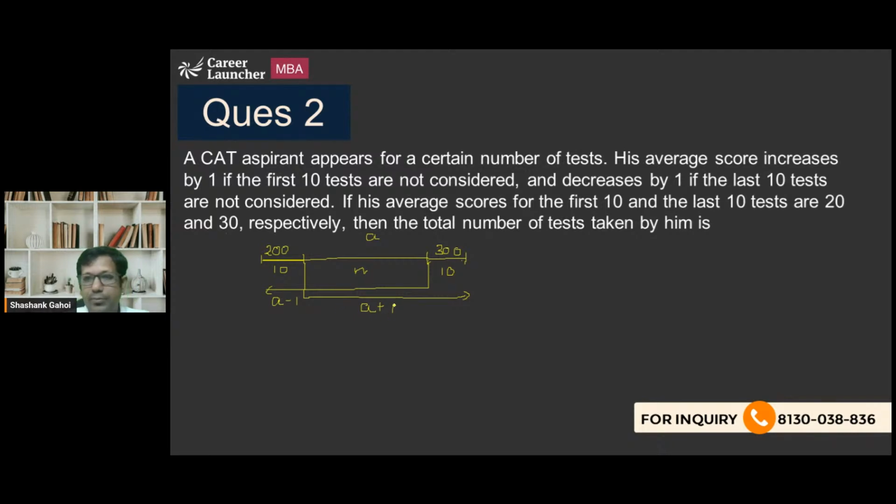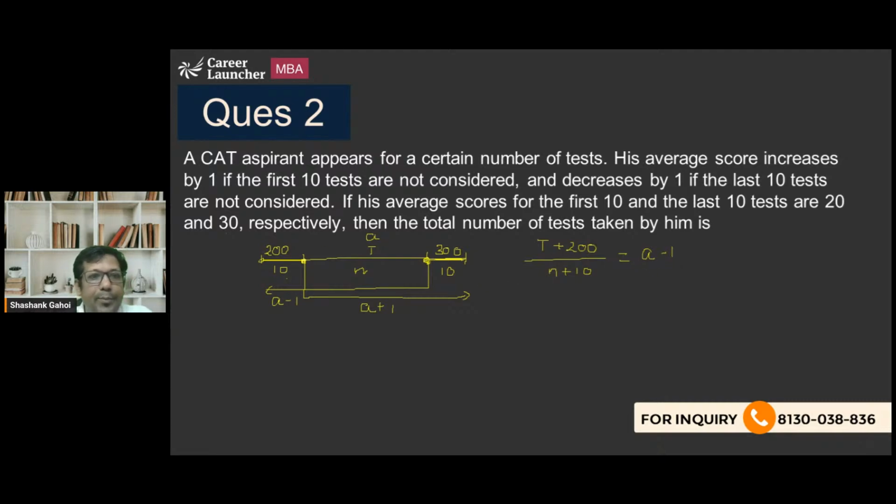Okay. So this is what the question is talking about, and I am assuming that the total score of these n tests is going to be T. Okay. So what I'm going to do now. If I'm not talking about the last 10 tests, so I'm talking about from here to here, what is the total score? That is T plus 200. Divide by the number of tests, that is n plus 10, and that is equal to the average. And what is the average? That is A minus 1.